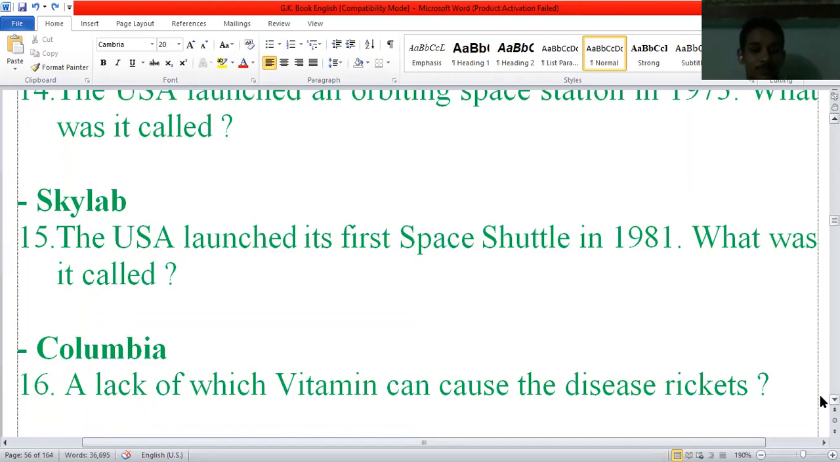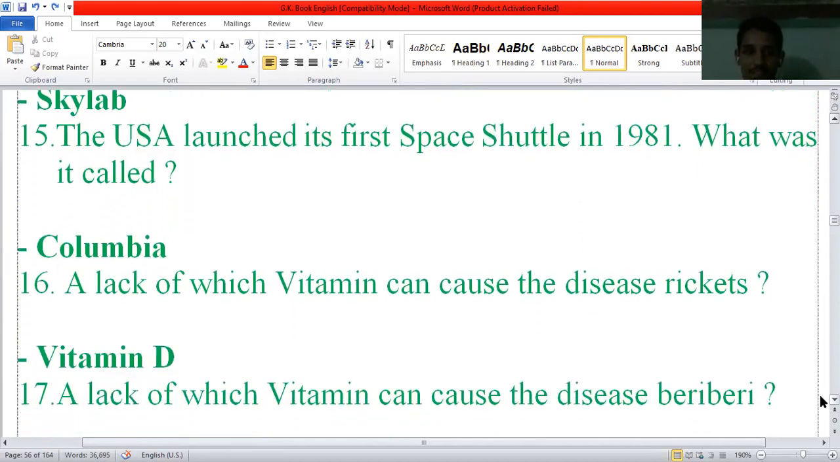Question number 16 for Barsha Kesi and Sanu Luitel, that is Deepa Luitel. A lack of which vitamin can cause the disease of rickets? Vitamin D. Sobika Chetri, Salma Bhat, give the answers. Vitamin D. And Sanu Luitel or Anish? Vitamin D. Vitamin D is exactly right.